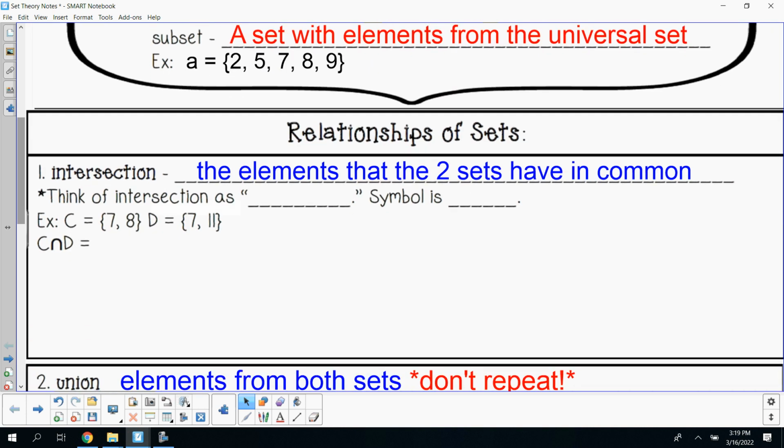Okay, let's talk about the relationships of the set. An intersection is the elements that the two sets have in common. Think of intersection as AND, and the symbol is like that. So for example, we have set C, which has 7 and 8 in it, and we have set D, which has 7 and 11 in it. So the intersection of set C and D would be the number 7, because it's the number that they have in common.